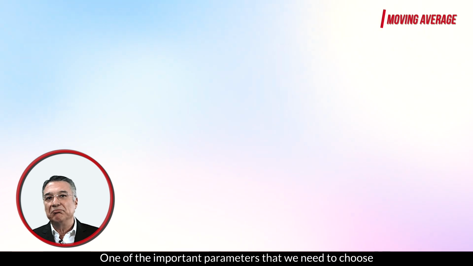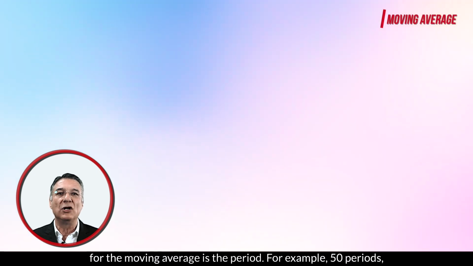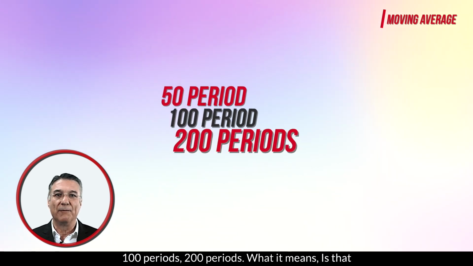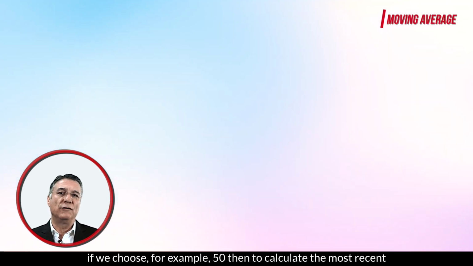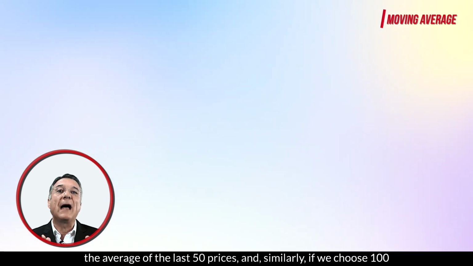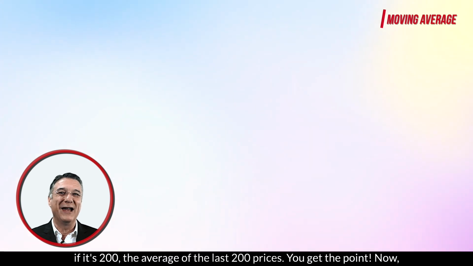One of the important parameters that we need to choose for the moving average is the period. For example, 50 periods, 100 periods, 200 periods. What it means is that if we choose, for example, 50, then to calculate the most recent moving average, we need to compute the average of the last 50 prices. And similarly, if we choose 100, we calculate the average of the last 100 prices. And then once more, if it's 200, the average of the last 200 prices.